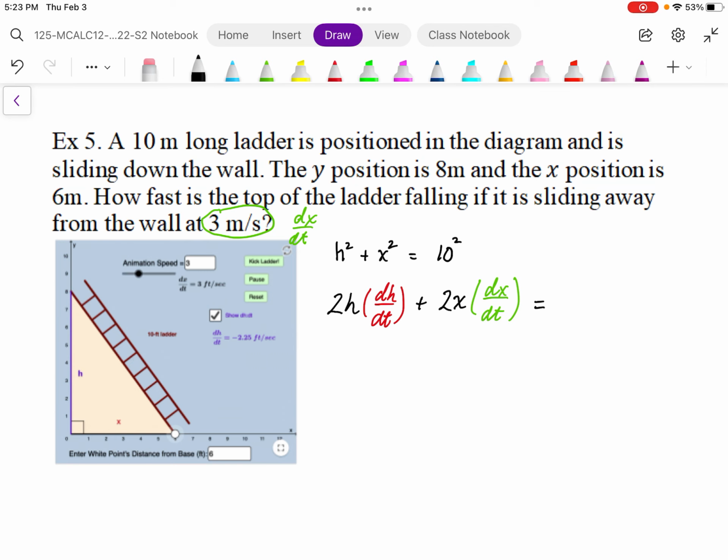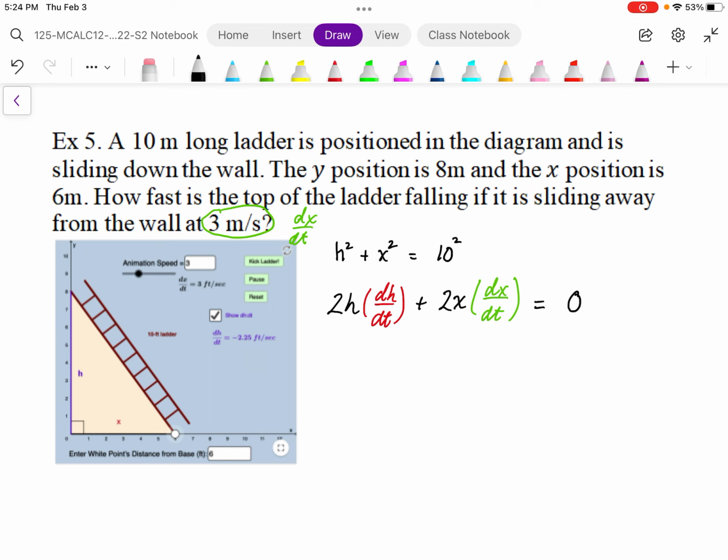We have to go to the other side. Now be careful here because 10 squared, 10 is a constant. There's no change there. Derivatives are about change. If this length is 10, it stays 10. So the derivative of a constant is 0.